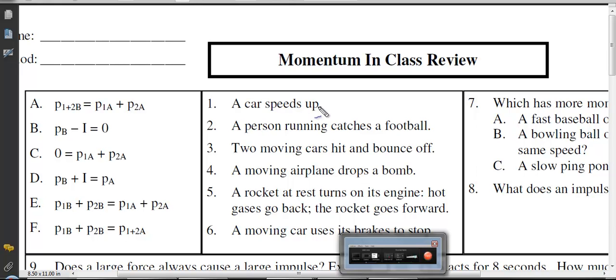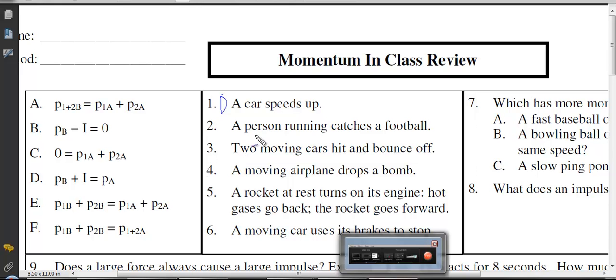So a car speeds up. It doesn't say the car was at rest, so we're going to have some kind of momentum before, and then it's going to speed up. So there's going to be some impulse from the acceleration that would cause it to speed up. If we look at all the different choices where we have momentum before, it won't be minus an impulse, it will be plus an impulse, will give us the momentum afterwards. So number 1, this should be D.